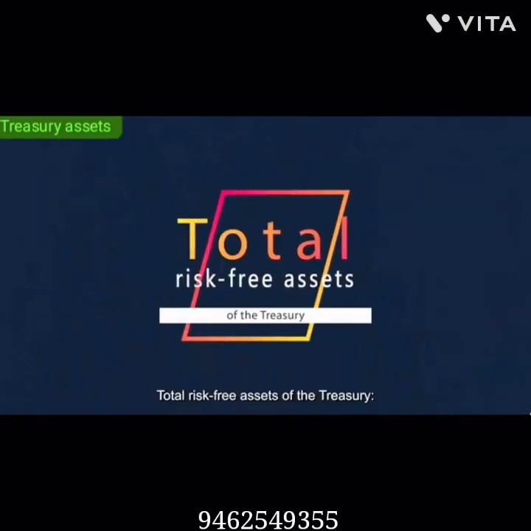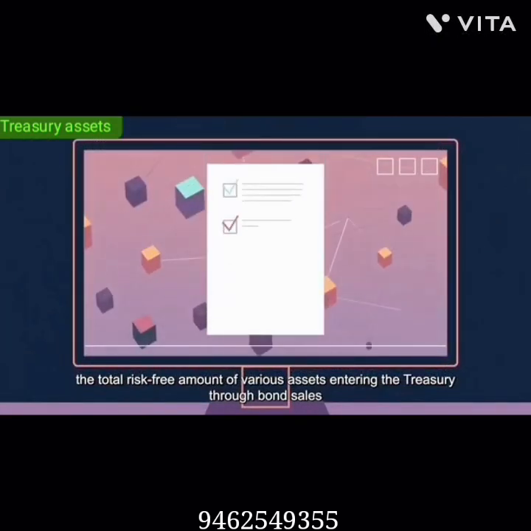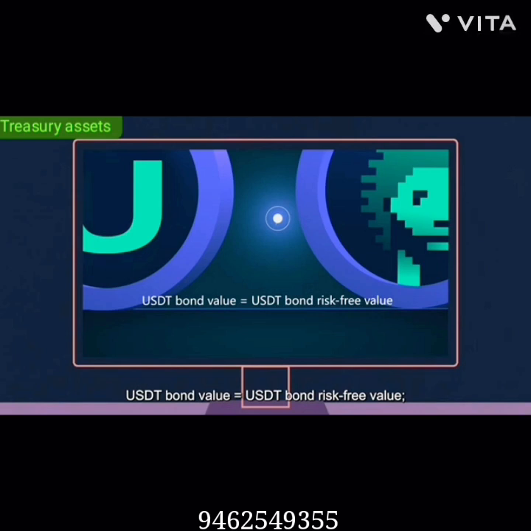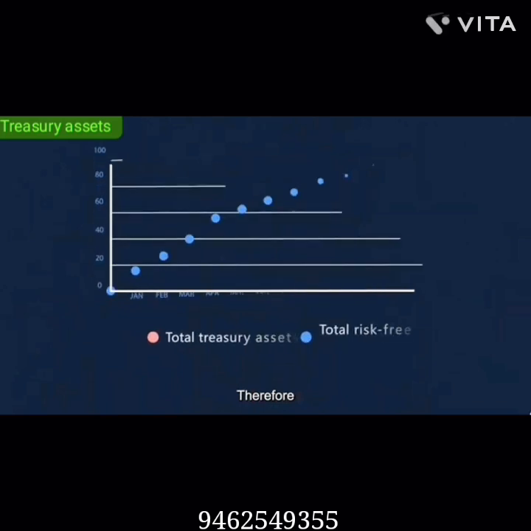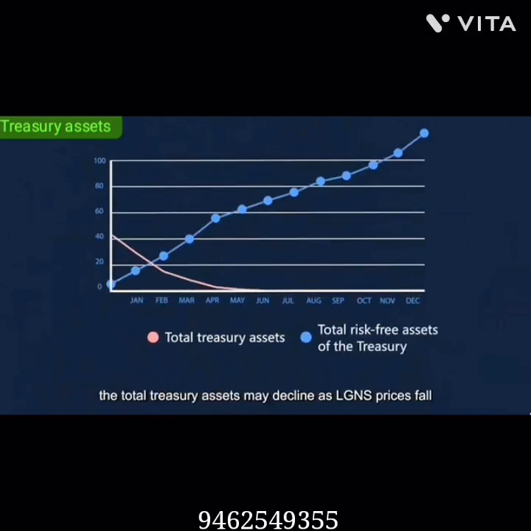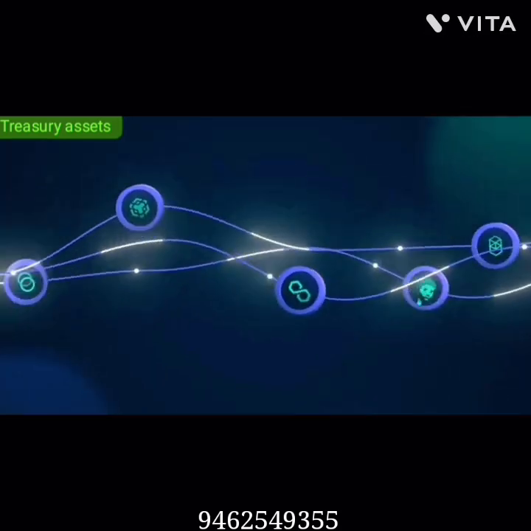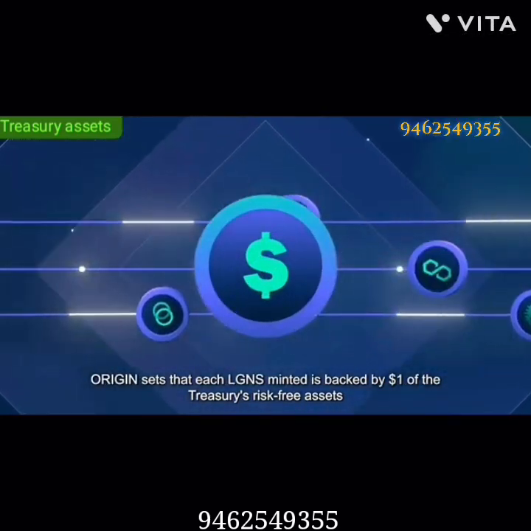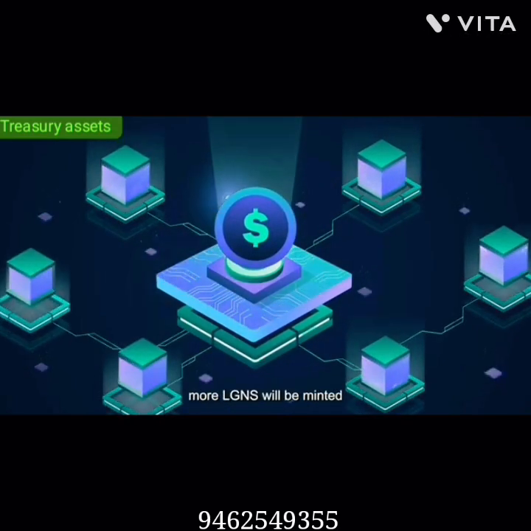Total risk-free assets of the Treasury. The total risk-free amount of various assets entering the Treasury through bond sales. Among them, USDT bond value equals USDT bond risk-free value, LP bond value is greater than LP bond risk-free value. Therefore, the total Treasury assets may decline as Lgns prices fall, but the total Treasury risk-free assets show a unilateral upward trend. Origin sets that each Lgns minted is backed by $1 of the Treasury's risk-free assets. As the Treasury's risk-free assets increase, more Lgns will be minted.